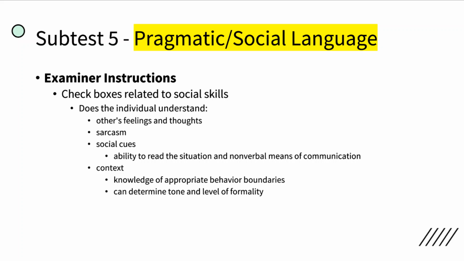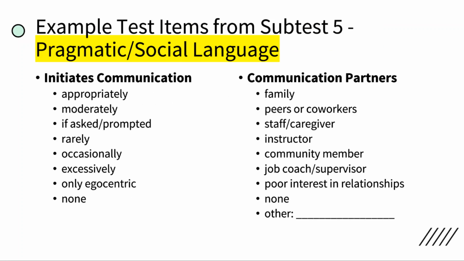Lastly, the context box is to be checked if the individual presents with appropriate behavior boundaries based upon the unwritten rules of the situation at hand, as in knowing how and where to act in a particular manner. For example, an individual doesn't speak aloud at a movie or laugh at a funeral because he or she understands the situation and has determined the tone and level of formality that is acceptable. Additional test items from Subtest 5 are initiates communication and communication partners.